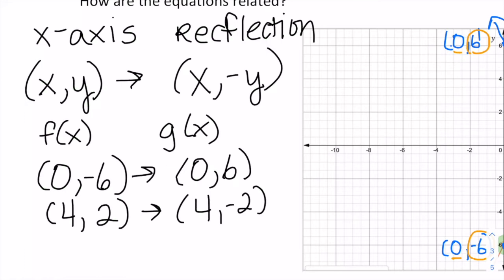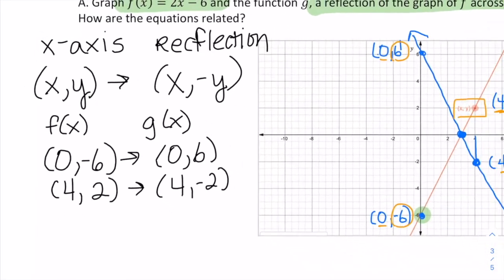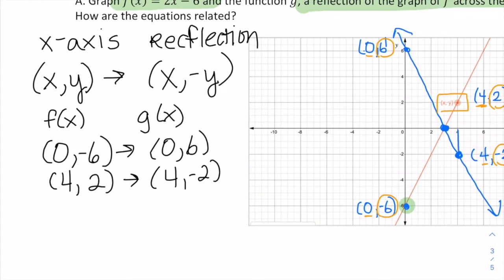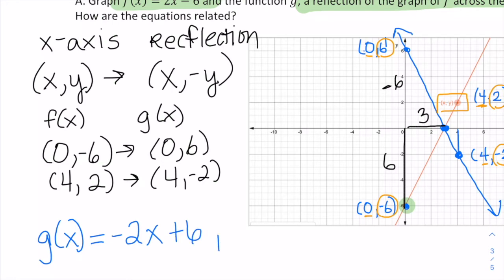So the y-intercept was different. It was the opposite, but the slope, you could see that instead of going, this graph went up 6 over 3. The blue graph is going to go down 6 over 3. So this new slope for g of x is going to be negative 2. So g of x is going to be negative 2x plus 6.